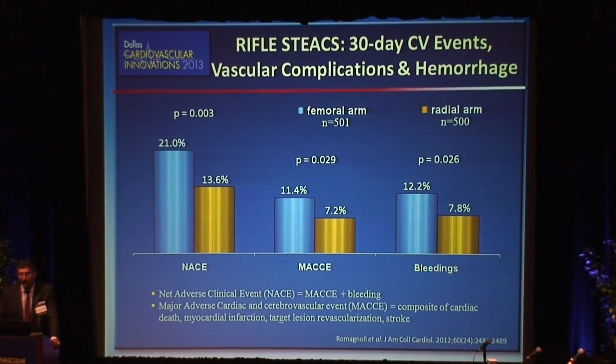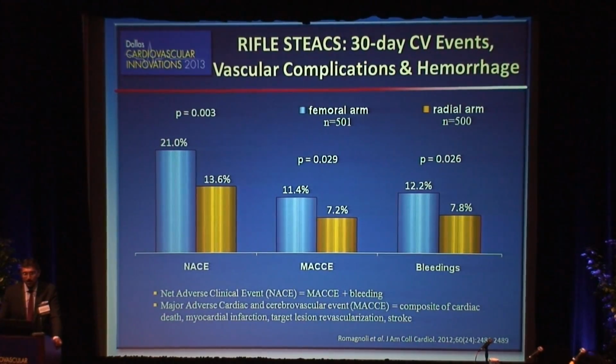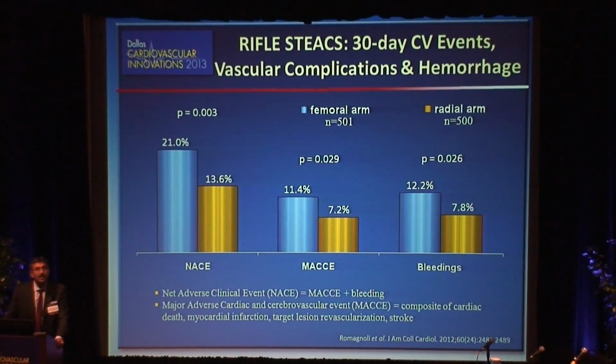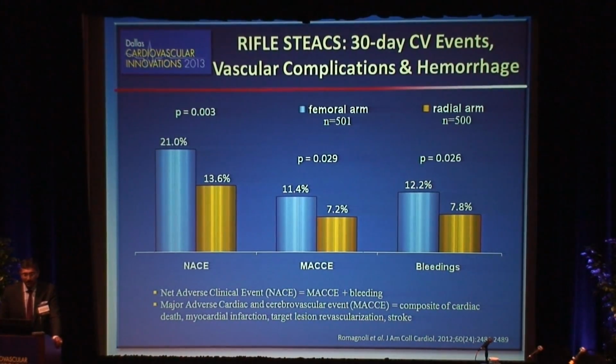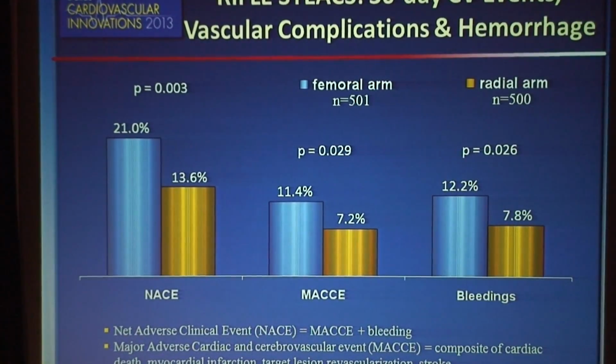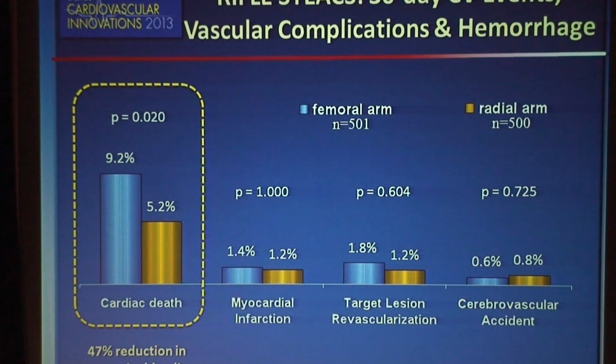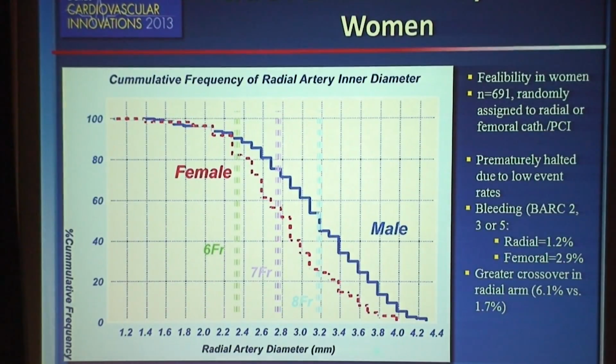Another study which I want to cite in the few minutes I have is the RIFLE-STEACS study, in which bleeding is on the right of the screen, major adverse cardiovascular events or MACCE, cardiologists love abbreviations, and on the extreme left is net adverse cardiovascular events or NACE, which is a composite of cardiovascular events and bleeding. All were statistically significantly reduced with the radial access using the wrist artery. As you can see, there was a 47% reduction in access site bleeding by using the radial approach.